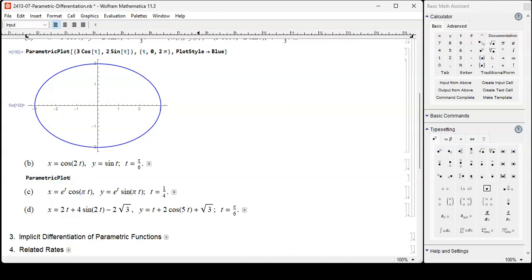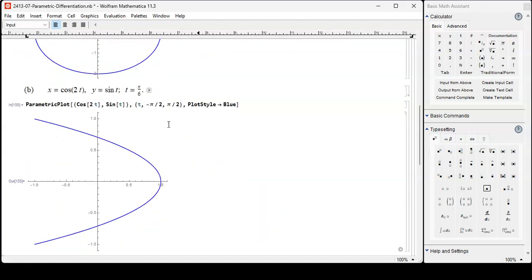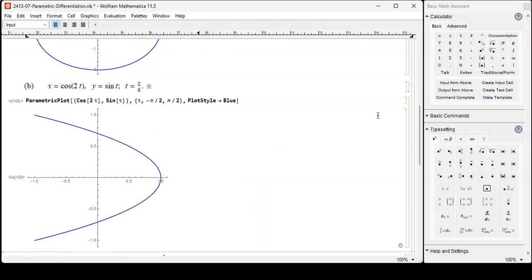And then the vector function here is cosine of 2t, sine of t, and t is running from, I don't know, negative pi over 2 to pi over 2. Okay, we have this kind of curve. Looks like it's a parabola.